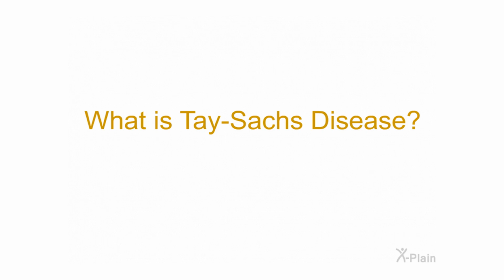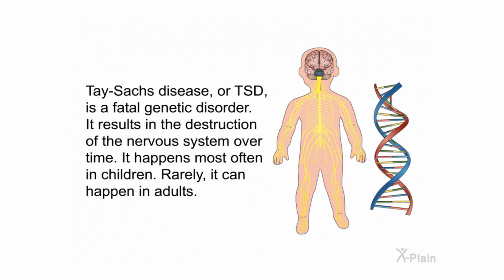What is Tay-Sachs disease? Tay-Sachs disease, or TSD, is a fatal genetic disorder. It results in the destruction of the nervous system over time. It happens most often in children. Rarely it can happen in adults.